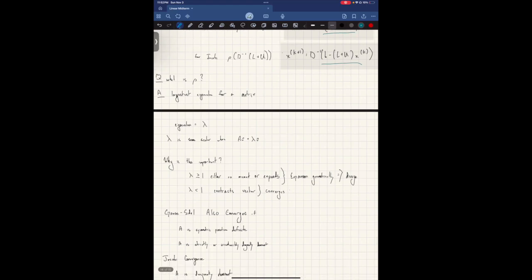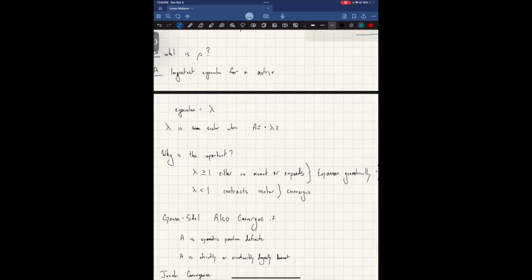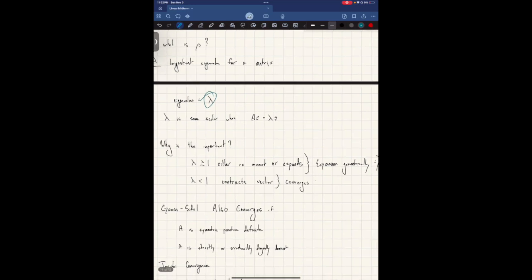An eigenvalue is some value, normally denoted with this lambda, where that is some scalar where a matrix times a vector v is equal to that scalar times the vector. And so basically the matrix is acting as a scalar on the vector.